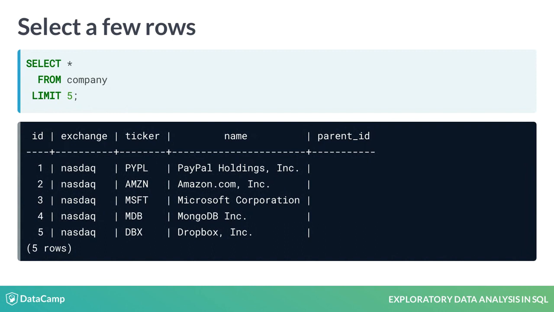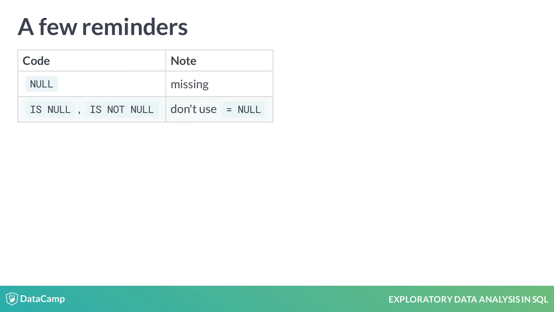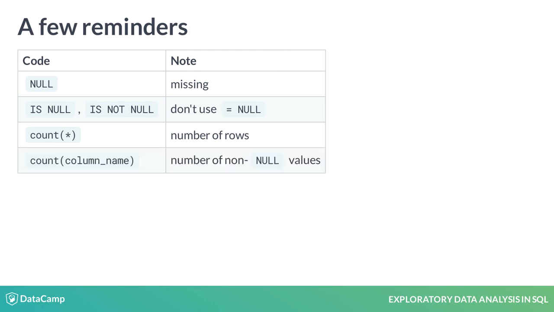As you start to explore the contents of a table, keep a few additional things in mind. Null indicates missing data in a database. To check which values are null, use IS NULL or IS NOT NULL, not an equal sign. The count function with a star counts the number of rows. If you instead supply a column name to the count function, this counts the number of non-null observations in the column. This is equal to the total number of rows minus the number of null values.